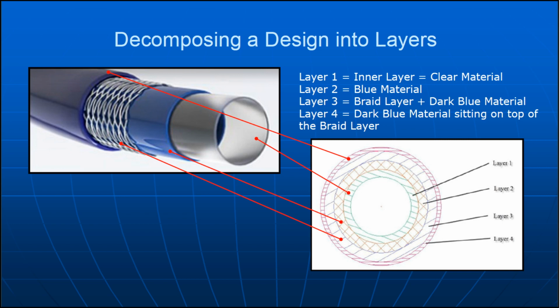The braid layer matrix is the dark blue material that is sitting on top of the braid layer. Finally, the outside layer, or layer 4, is the dark blue material.